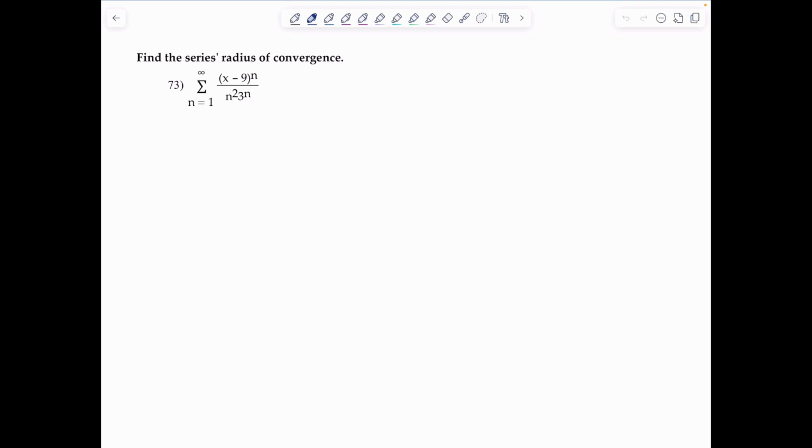I'm going to look at the limit as n approaches infinity of the absolute value of a sub n plus 1. So this time we're going to have (x minus 9) to the n plus 1 over (n plus 1) quantity squared times 3 to the n plus 1. And then we need to divide by a sub n, so I'm just going to already multiply by the reciprocal. You know how we do it. n squared, 3 to the n up top, over (x minus 9) to the n. And this time it is important to keep the absolute value bars, because even though we know n isn't going to be negative, x could be, okay?